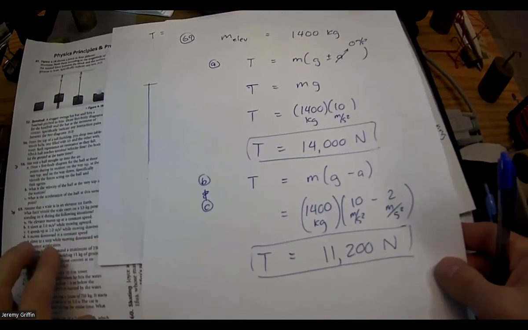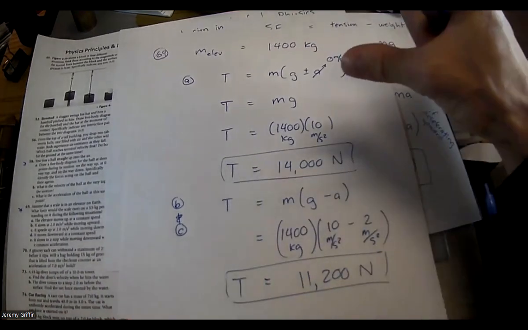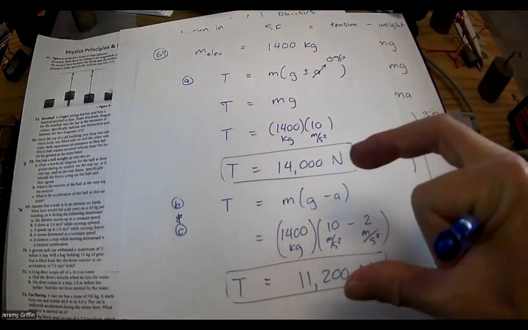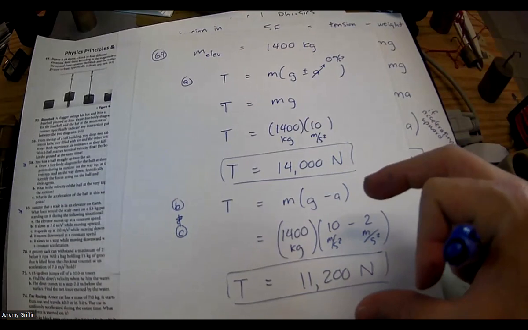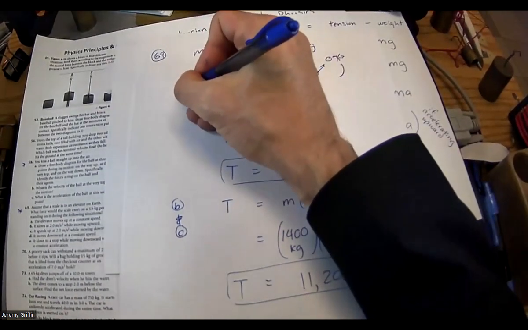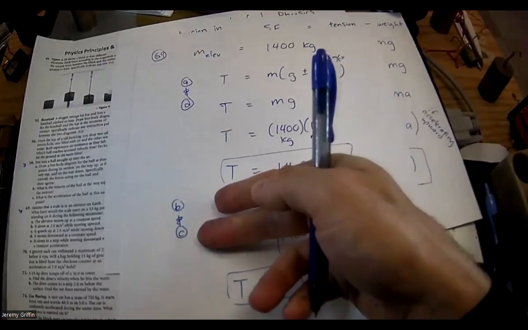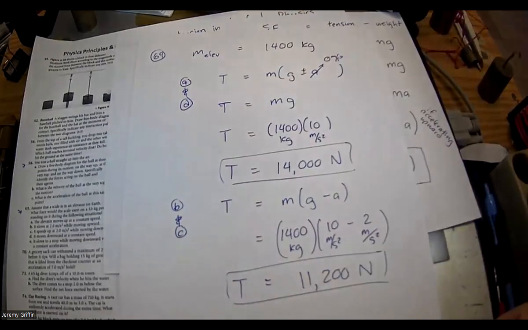Part D moves downward at constant speed. Hey, downward at constant speed. Is that a case of equilibrium? Is that the same as being at rest? Or the same as moving upward at constant velocity? So part A and D are identical. B and C are the same as each other. A and D are the same as each other.